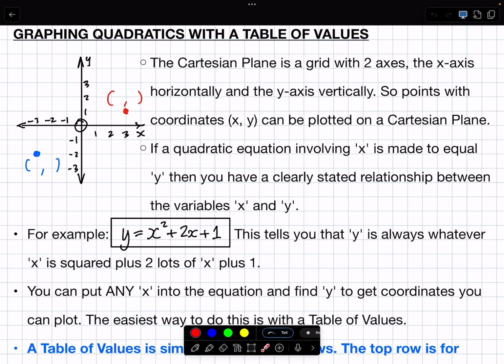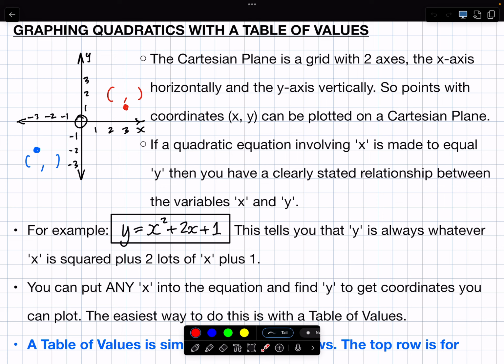Okay, let's start this content off with a bit of a callback. The Cartesian plane is a grid with two axes. The x-axis goes along left and right horizontally. The y-axis is vertical. So the points with coordinates x and y can be plotted on a Cartesian plane. If I've got a quadratic equation that has x and I make it equal y, then you've got a clearly stated relationship between the variables x and y.